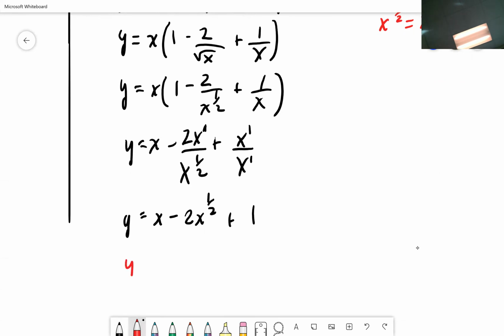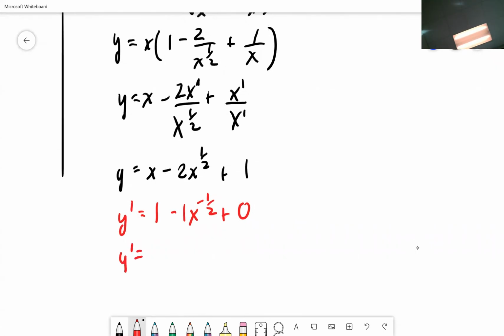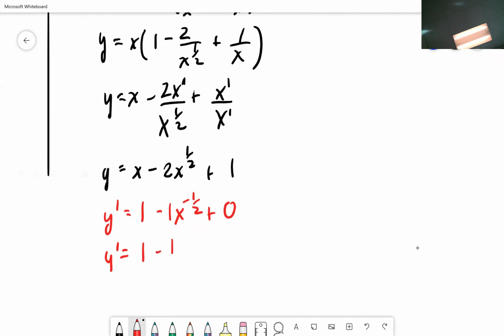We can say y prime equals the derivative of x is 1, and this will be minus 1x to the negative half plus 0, because the derivative of a constant is 0. And so y prime equals 1 minus 1 over the square root of x. And you're done.